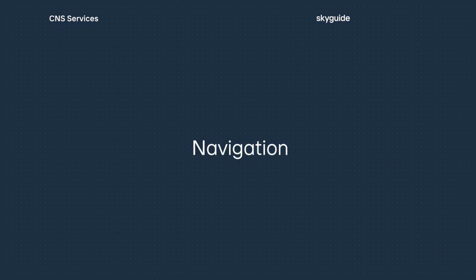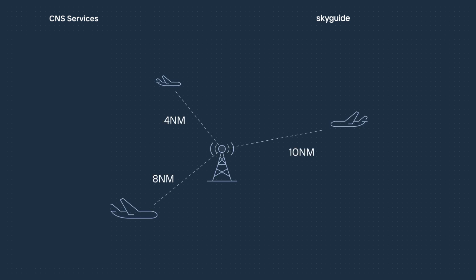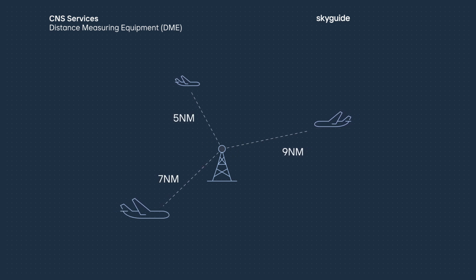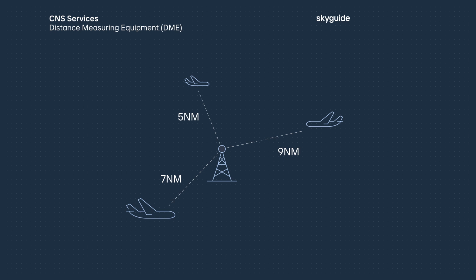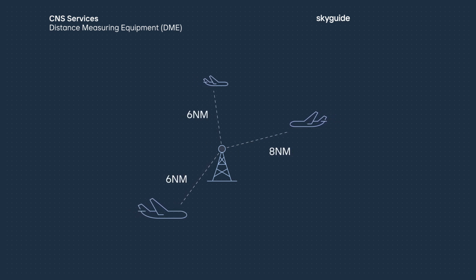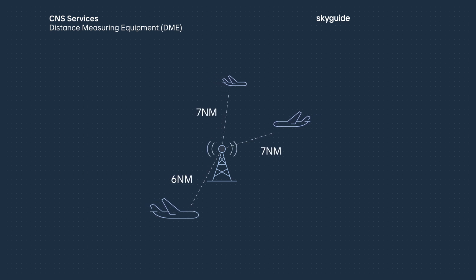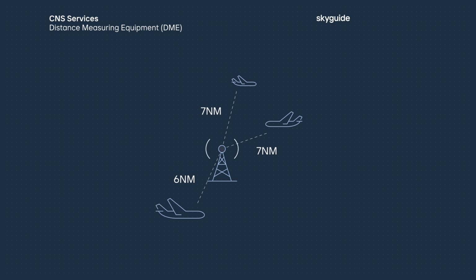Next, let's look at the navigation domain. Distance measuring equipment, DME, showing the distance of the aircraft to the DME. The distance measuring equipment, DME, shows the pilot how far the airplane is from that navigation aid. Skyguide has many DMEs installed all over Switzerland.